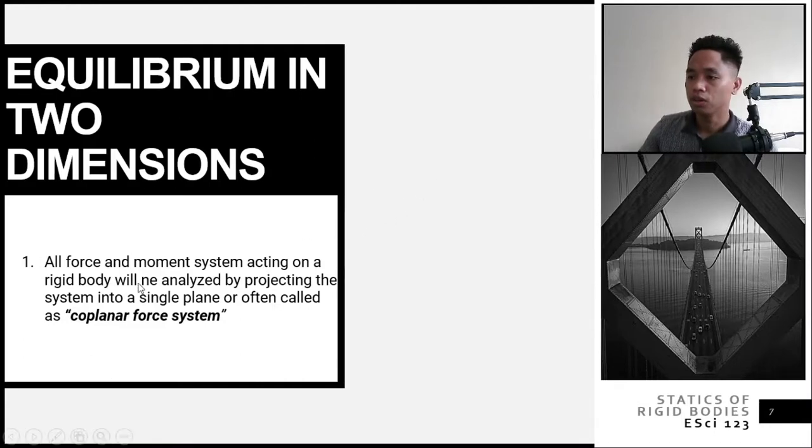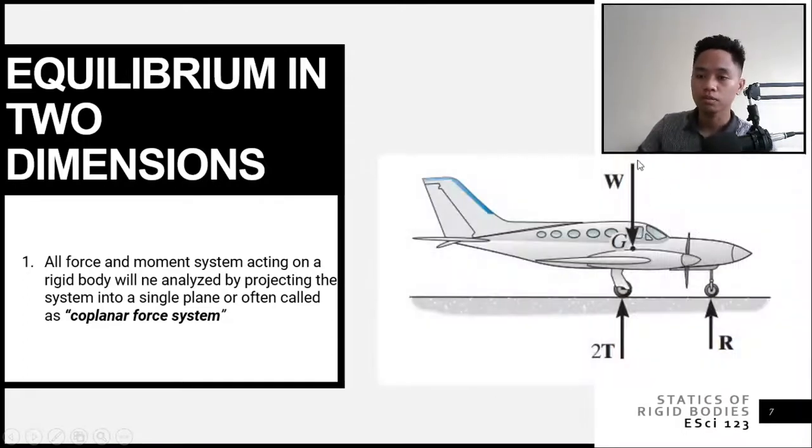Okay? So here, since we are dealing with equilibrium in two dimensions, for example, okay, all forces and moment systems acting on a rigid body will be analyzed by projecting the system into a single plane, often called a coplanar force system. So, ato siya analyze as coplanar lang, as in plane lang siya. For example, okay, if you're going to analyze this airplane, and you're going to draw the free body diagram of this airplane, yun na siya pagka-drawing.